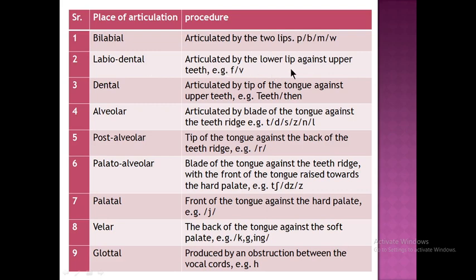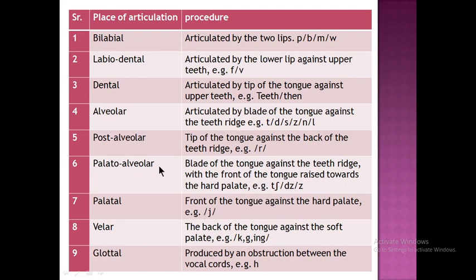Labiodental, articulated by the lower lip against the upper teeth. Dental, articulated by the tip of the tongue against the upper teeth. Alveolar, articulated by the blade of the tongue against the teeth ridge. Post-alveolar, tip of the tongue against the back of the teeth ridge. Palato-alveolar, blade of the tongue against the teeth ridge with the front of the tongue raised towards the hard palate.